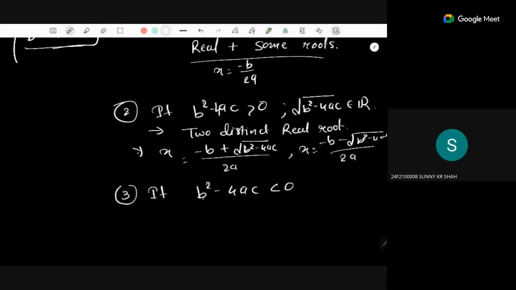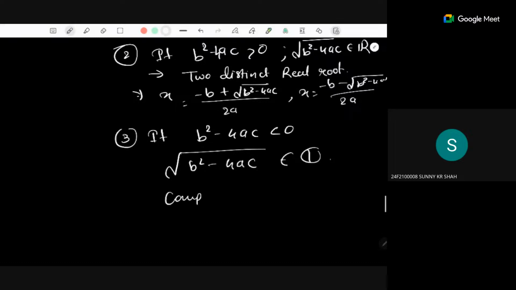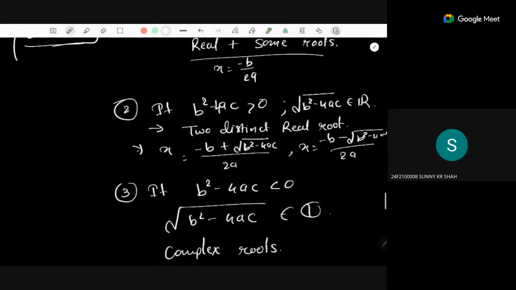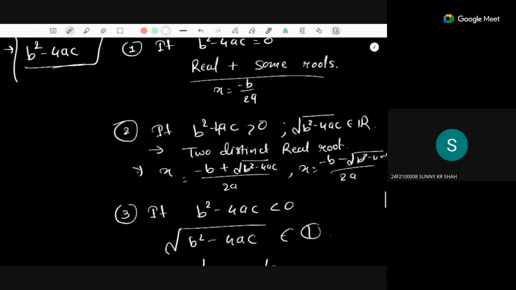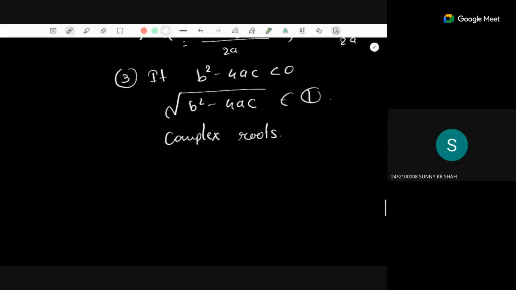Okay, now the third case is if the value of b square minus 4ac is strictly less than 0. We know that if this is strictly less than 0, the square root of this quantity is a complex number, right? So in this case, we have complex roots. That means we don't have real roots in this particular case. Imaginary roots also you can say.